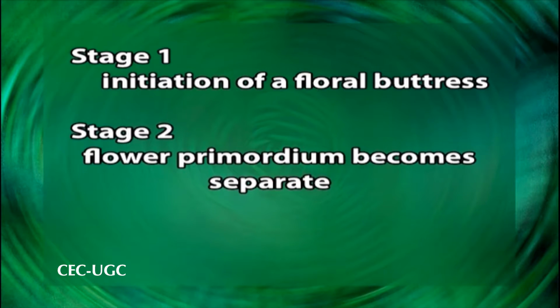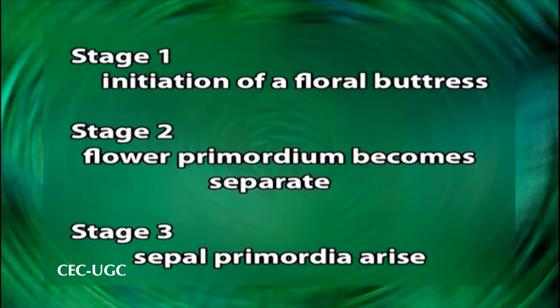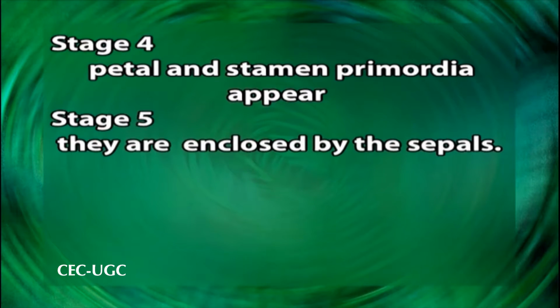Now we talk about different stages in flower development. Flower development, for convenience, has been divided into 12 stages using a series of landmark events. Stage 1 begins with the initiation of a floral buttress on the flanks of the apical meristem. Stage 2 commences when the flower primordium becomes separate from the meristem. In stage 3, sepal primordia arise and grow to overlie the primordium. In the fourth stage, petal and stamen primordia appear. In stage 5, they are soon enclosed by the sepals.